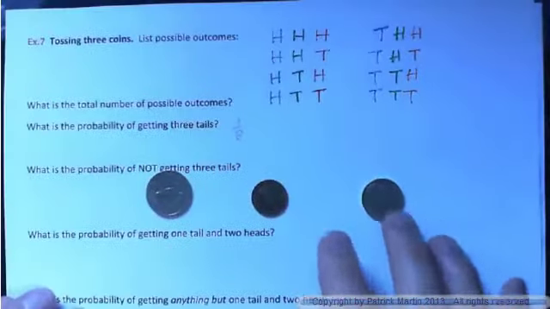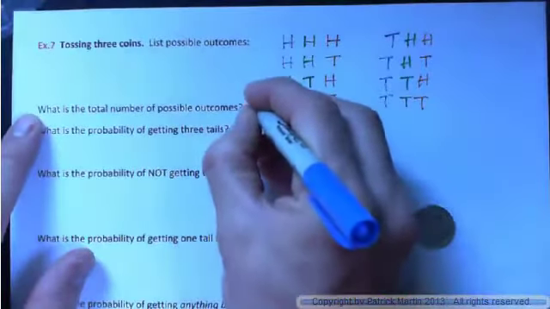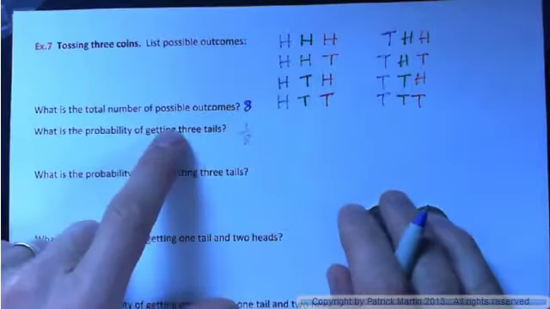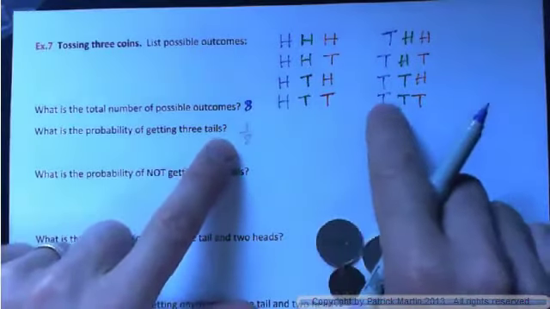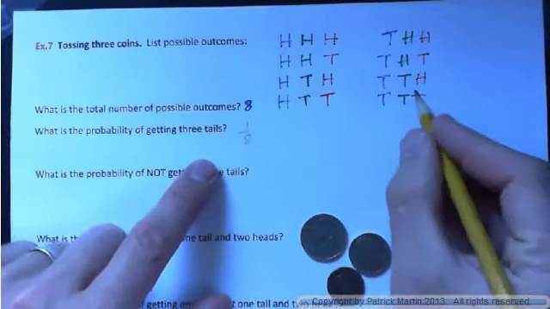So what is the total number of possible outcomes? The answer to that is 8. There are 8 total possible outcomes. What is the probability of getting 3 tails? 1, 2, 3. 3 tails. Here it is. There's the 3 tails.